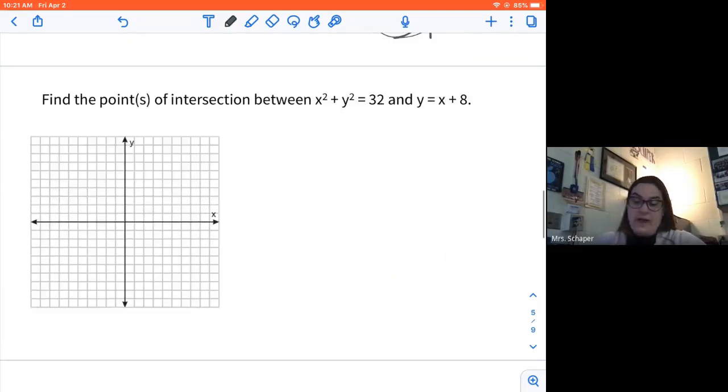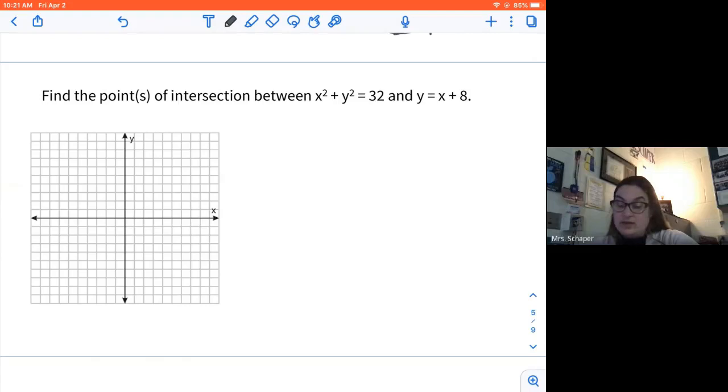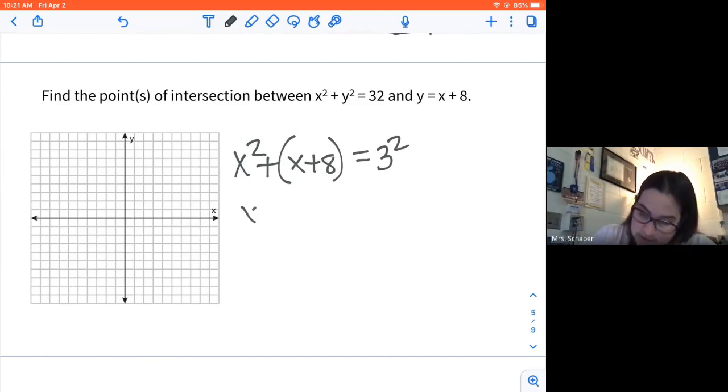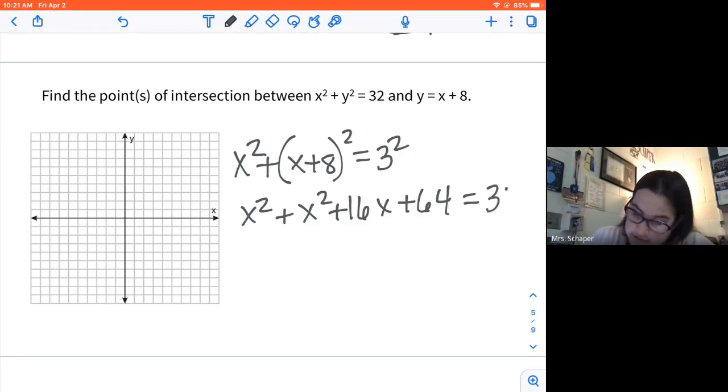Now, find the intersection points between the circle and the line. Now, when we have found intersection before, we've had to solve a system. Guess what we're going to do now? We're going to solve a system. So here we go. X squared plus, I'm going to substitute in x plus 8 equals 32. So x squared plus x squared plus 16x plus 64 equals 32.